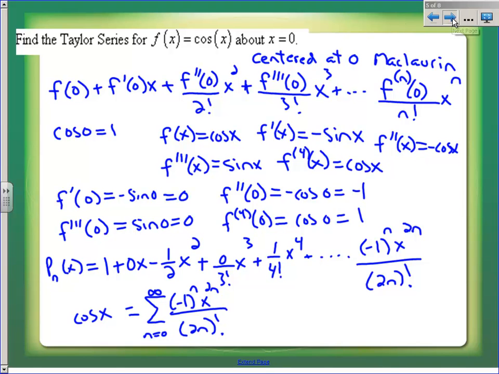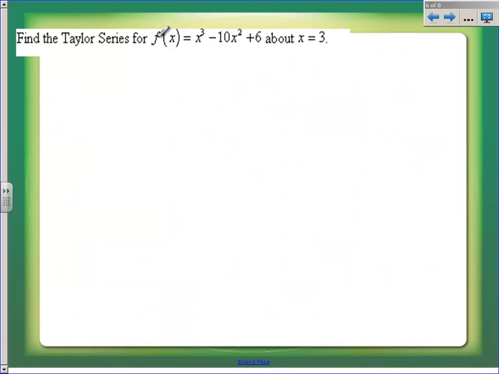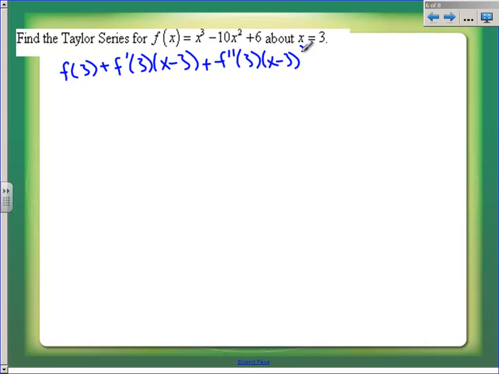Okay, let's find a Taylor series for a polynomial centered about x equals 3. So this will be f of 3 plus f prime of 3 times x minus 3 plus f double prime of 3 times x minus 3 squared over 2 factorial plus f triple prime of 3 over 3 factorial times x minus 3 cubed plus dot dot dot.